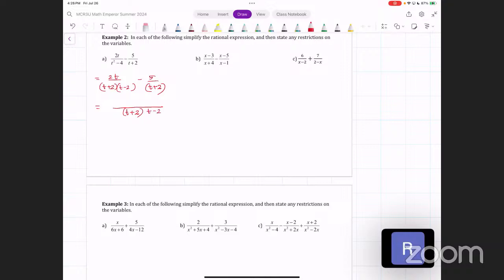Did you guys get the idea? How do we get that? T plus 2 is common, we take it. We also take the one that's not common. Make sense? All right. I don't need to do anything for the 2t, but I have to multiply this one by the one that does not belong to it. T plus 2 is there, t minus 2 is not there, isn't it?